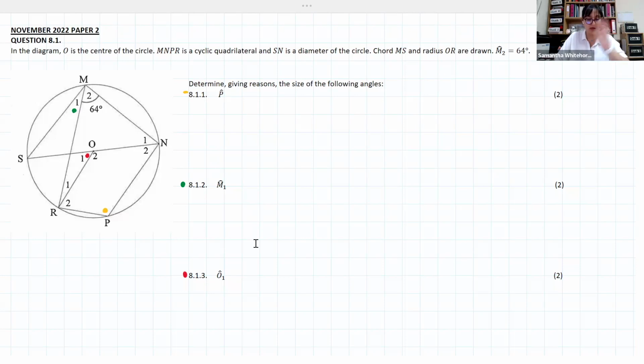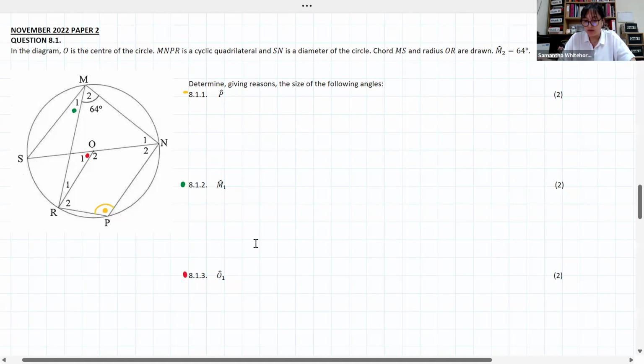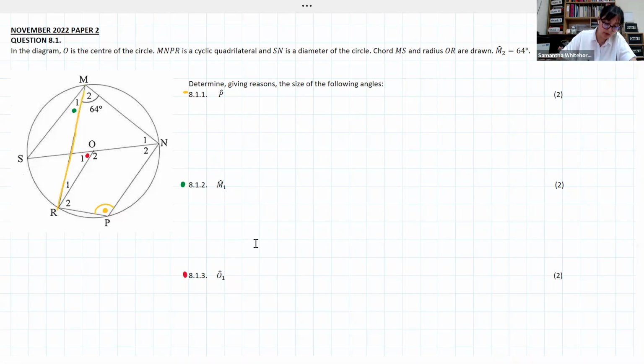All right, so like I said, I gave you this last week Wednesday, and I said, give it a try if you could. So the first angle we were asked was angle P, which is the yellow angle that I indicated there. Now remember, angles in a cyclic quad have relationships with each other, whether it's an exterior angle, opposite angle, etc. Now, because MNPR is a cyclic quad, and I know that because all 4 vertices are on the circumference, I can use the relationship that says opposite angles are supplementary or add up to 180.